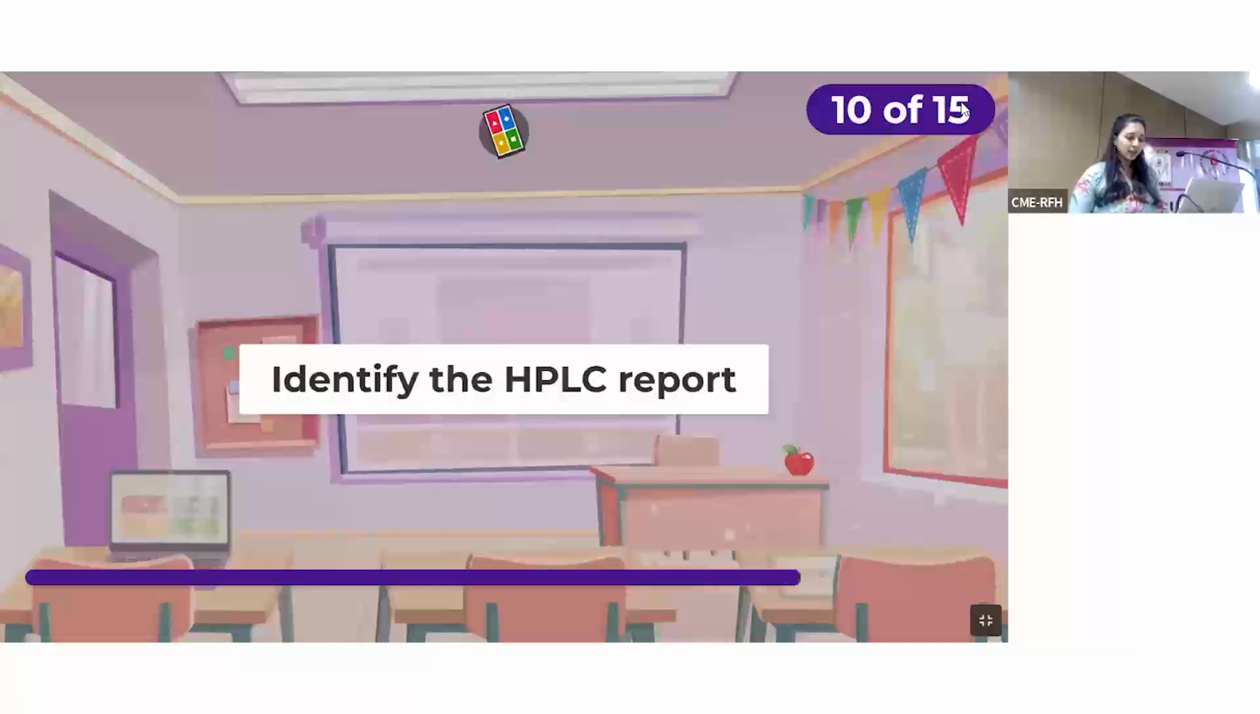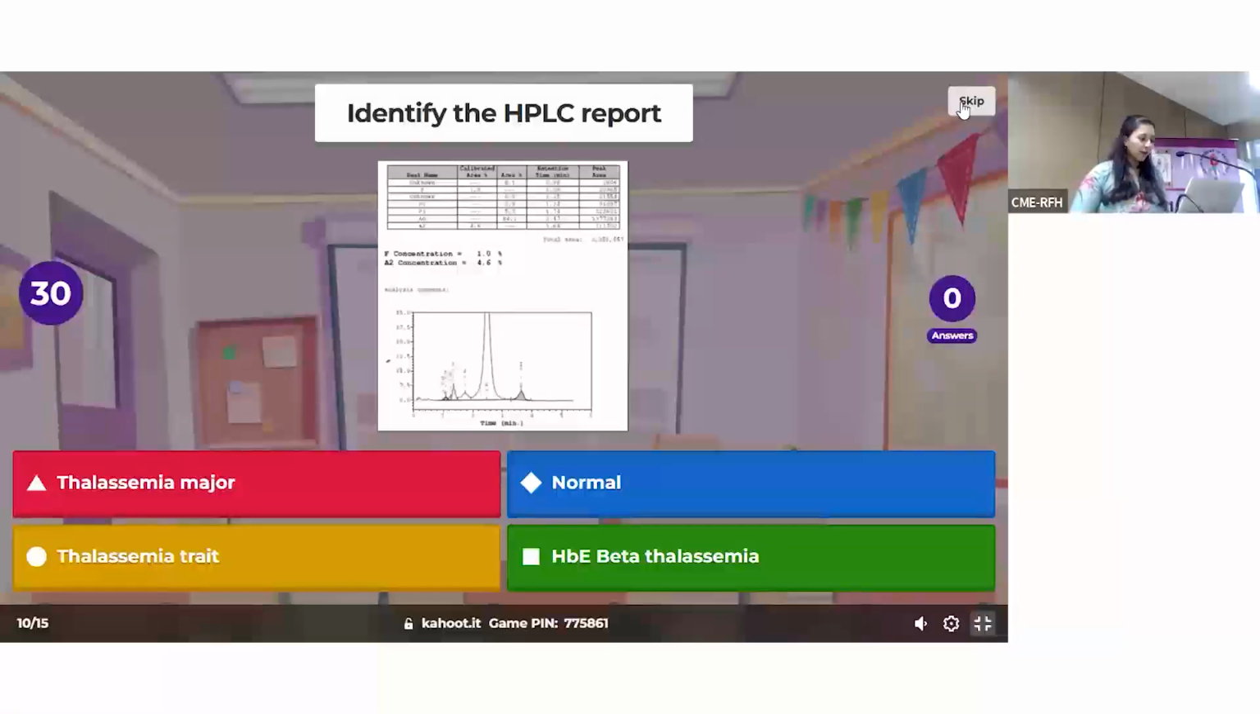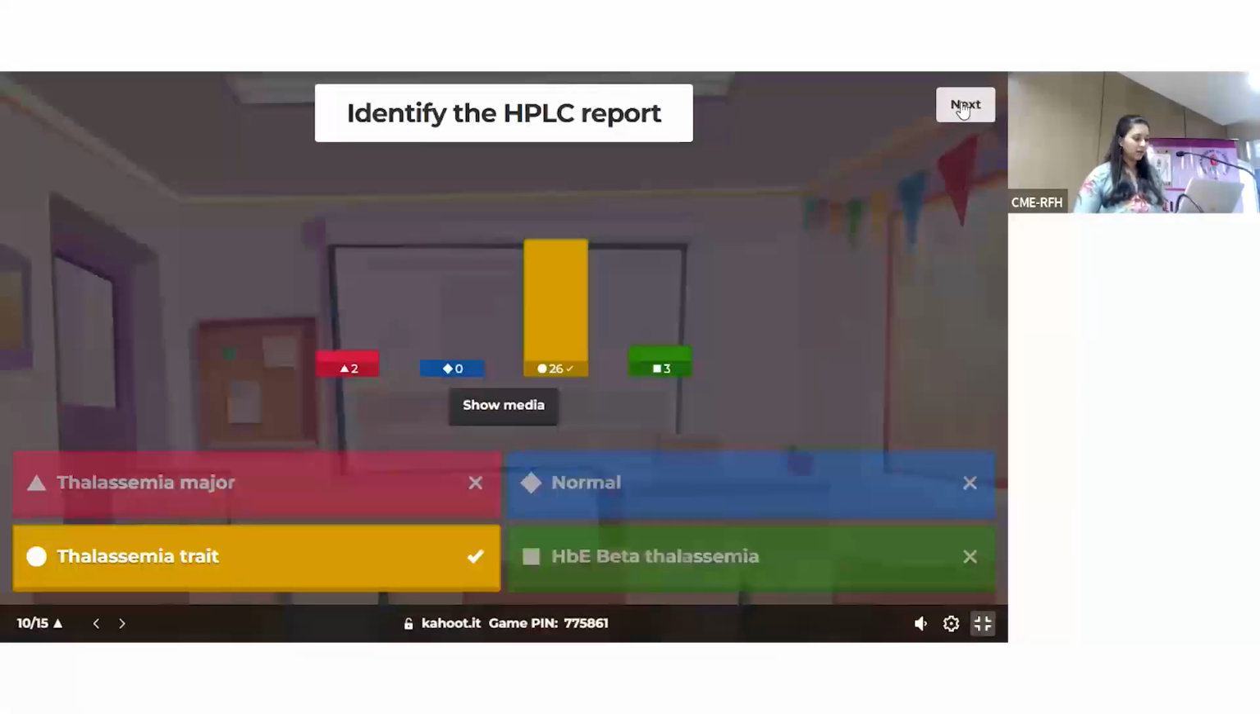So identify the HPLC report I'll be displaying. If it's not very visible, I'll just read it out. The HbF concentration is 1%. HbA2 concentration is 4.6%. Is it thalassemia major? Is it normal? Is it a trait? Or is it HbE beta thalassemia? Great. So this is high HbA2 level, which is thalassemia trait. All of us know that.